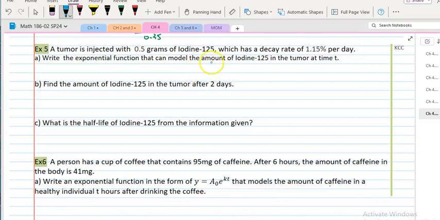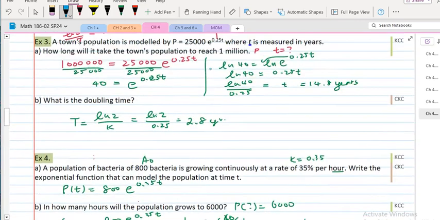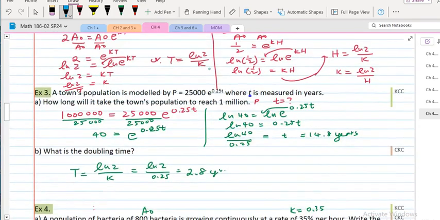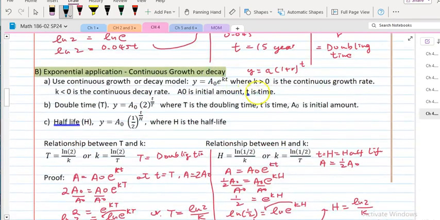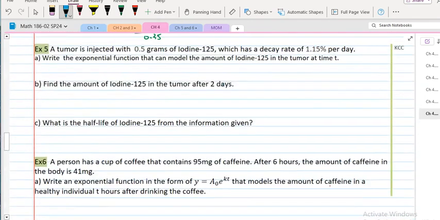Hello, pre-calculus student. This video is continuing with application of exponential continuous function, and we are looking at decay now. So for continuous growth or decay, we have decided that we would just use the simple y equal to a0 e to the kt models, and then figure out how to find the amount after certain days and also half-life.